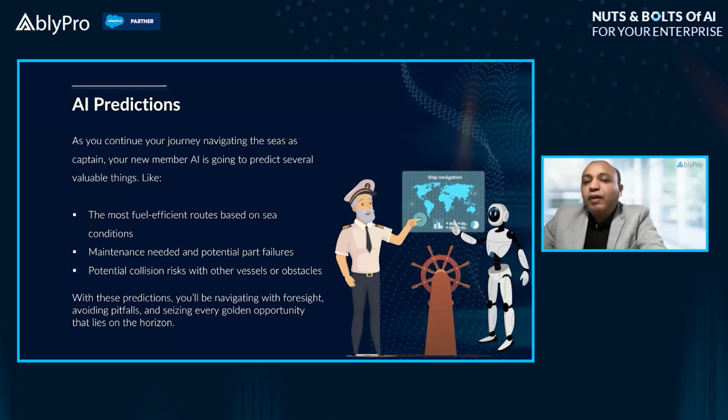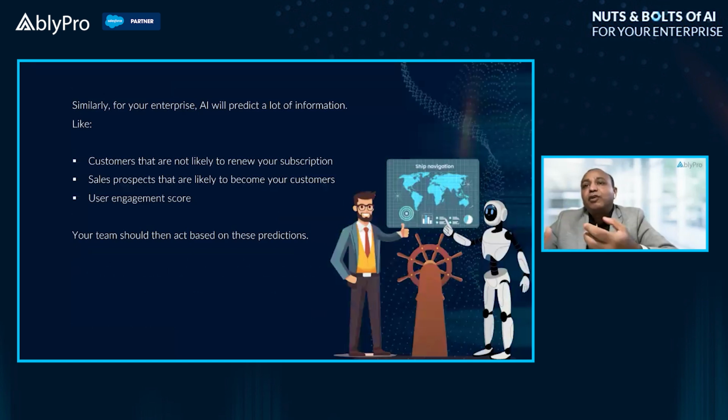And then once it has predicted, similarly for your enterprise, AI will predict a lot of information. It will say, these are your customers who are not likely to renew your subscription. Why is that? Because maybe they are not engaged with you. It has studied the past data that you have provided and put certain algorithms in place, and it tells us that these customers are not engaged. They are not happy. So it might be a probability that they might not renew their subscription.